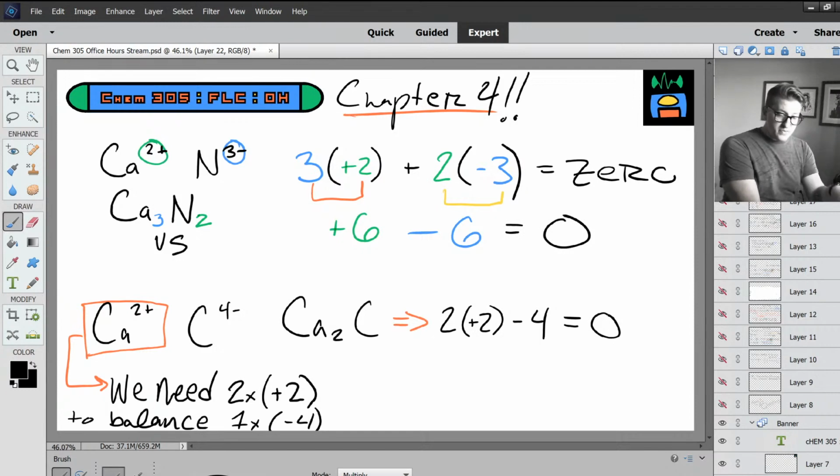So in both of these cases, we're looking for a combination of cation and anion that will add total charge to 0. For calcium carbide, +2 goes into -4, so we just need 2 calciums. For calcium nitride, they don't go into each other evenly, and so that's why we do the switcheroo, because that is the only way to get this situation, that +6 and -6.